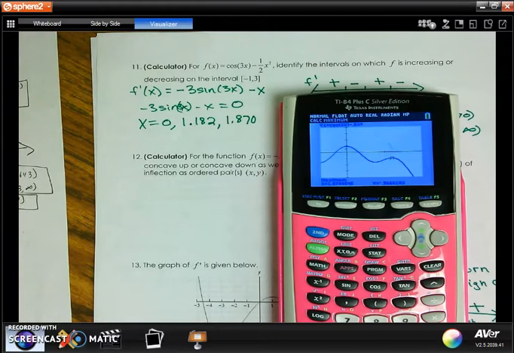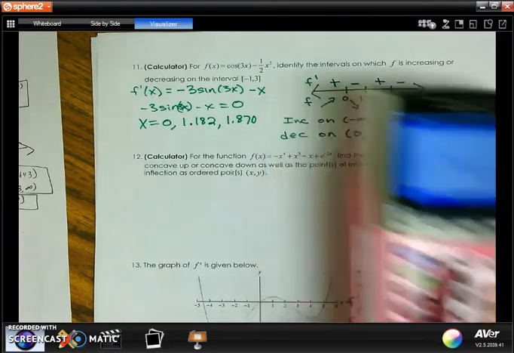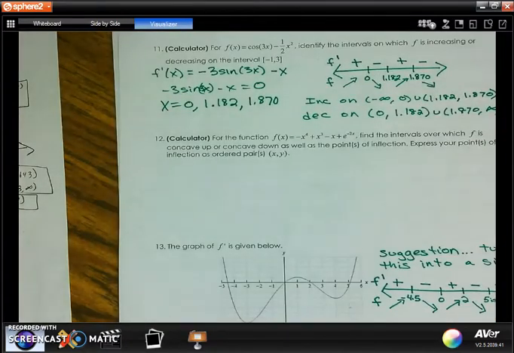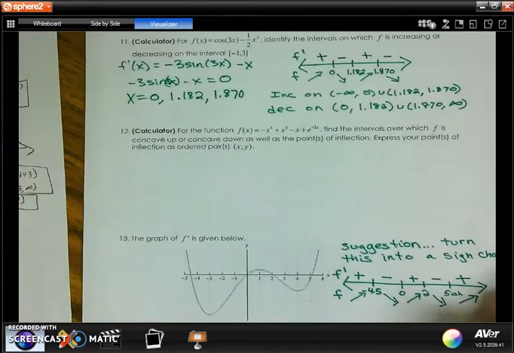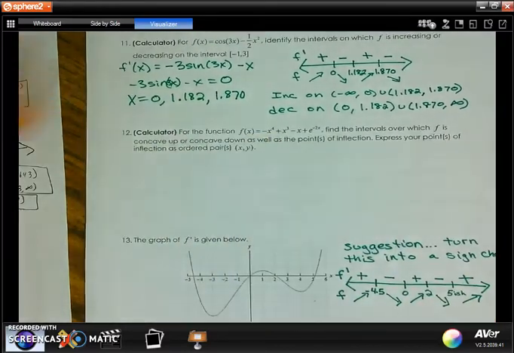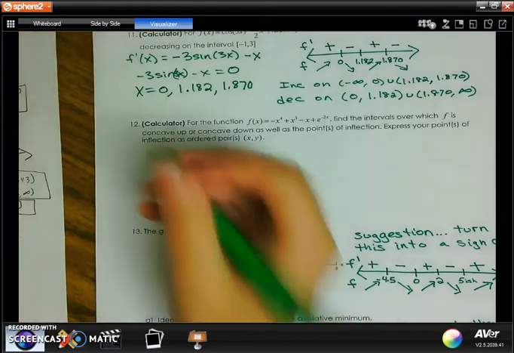So that's the other way, but I actually prefer the sign chart, and that's what I would recommend that you do. Okay, so now number 12 is the last calculator question that I'm going to be working through. It says, for this function, find the intervals where it is concave up or down. When I see concave up or down, that leads me to believe I'm going to need to use my second derivative test.